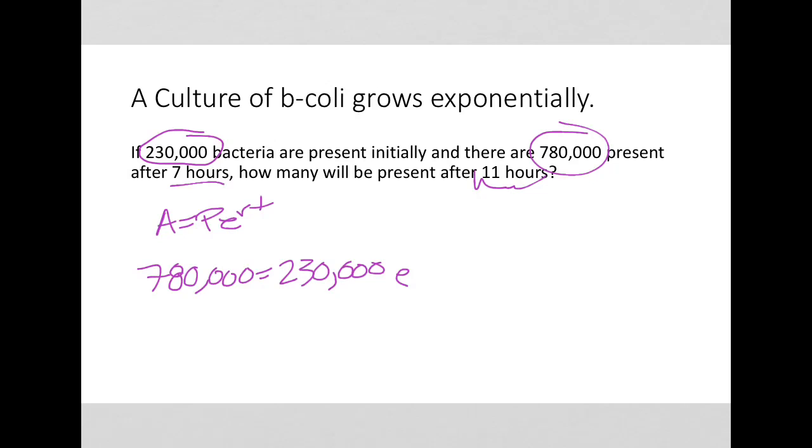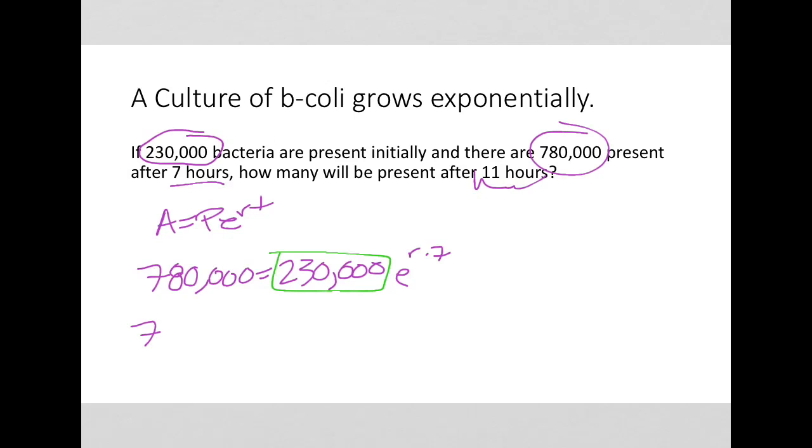And we know the rate is something that we want to find, but we do know that this is representative of 7 hours having passed. So now we need to go ahead and solve this equation. So I'm going to divide both sides by this 230,000 right there.